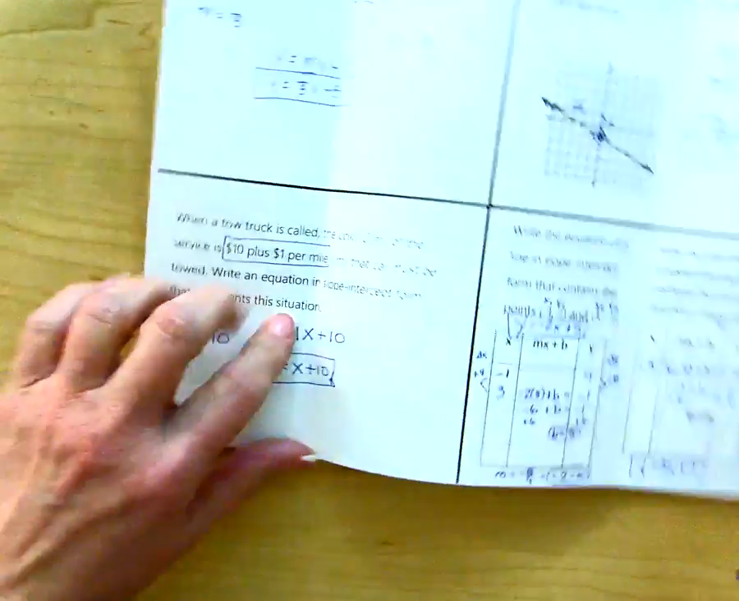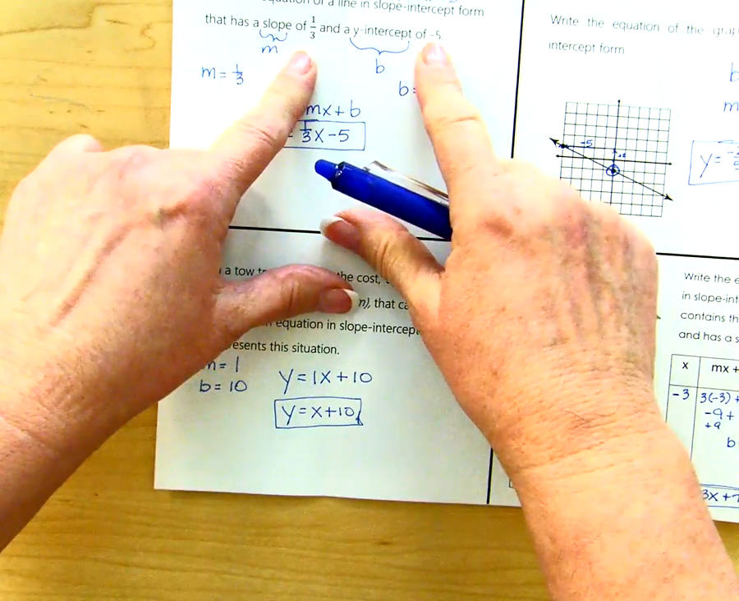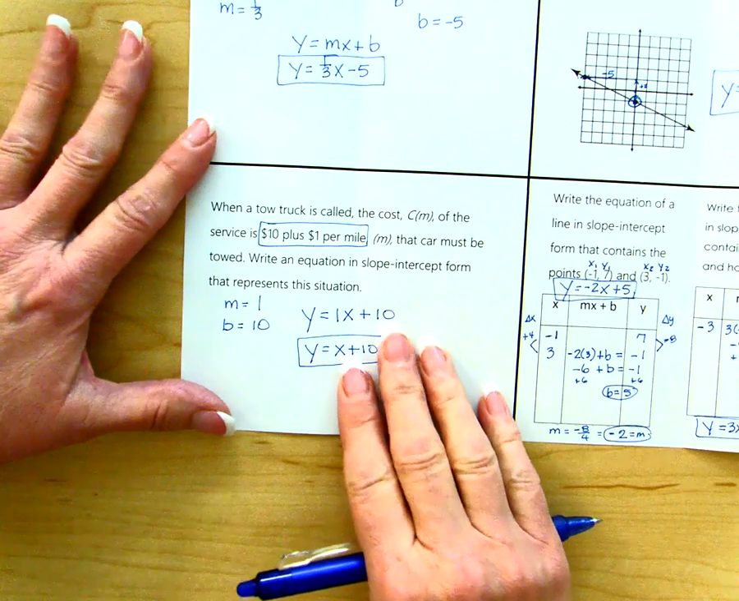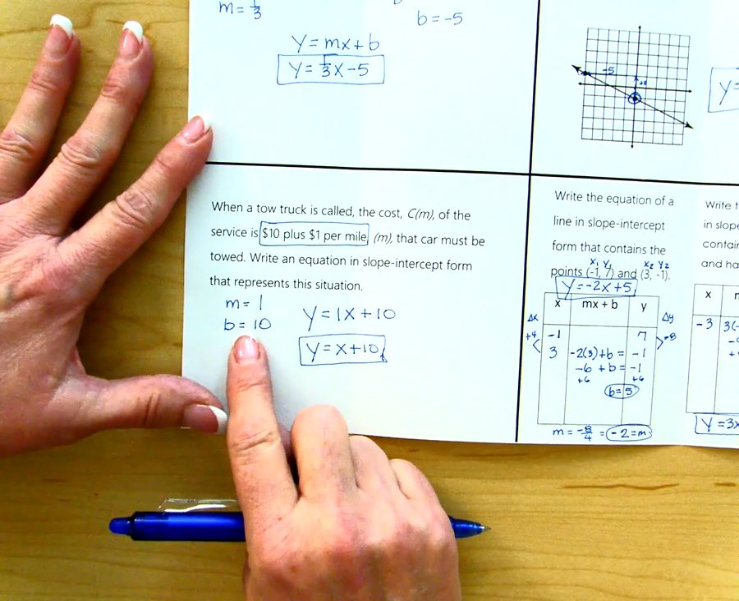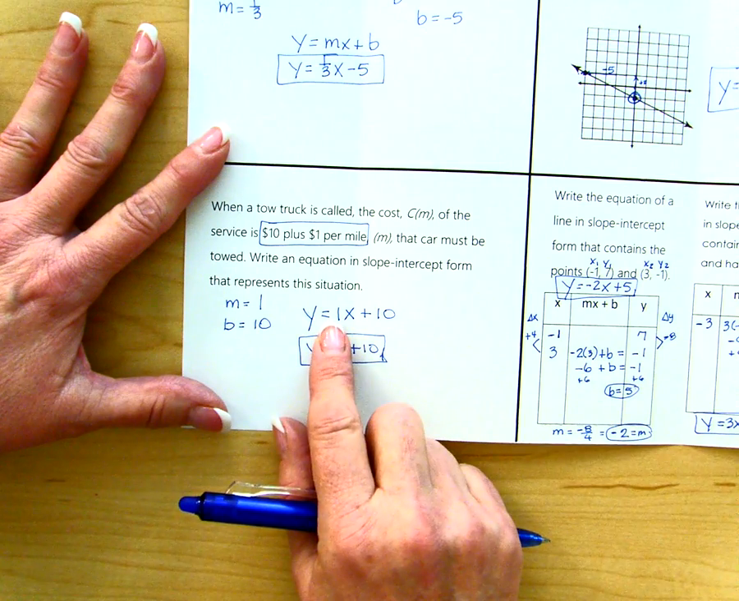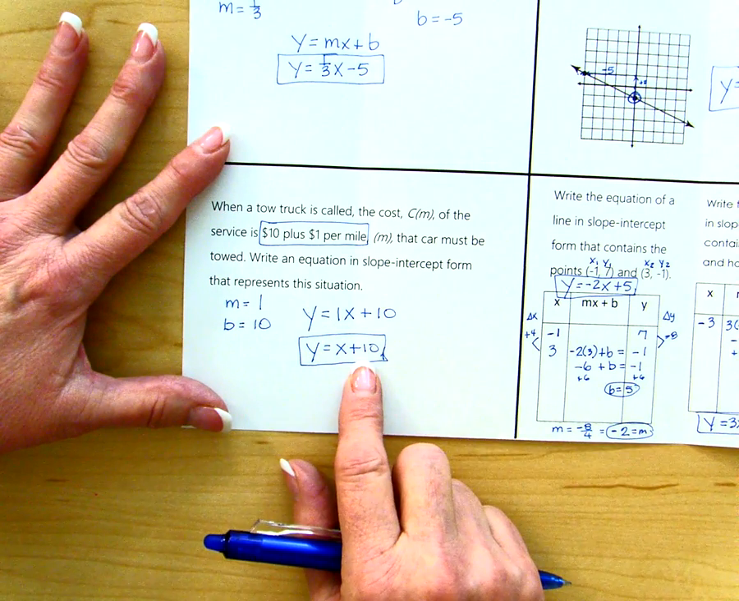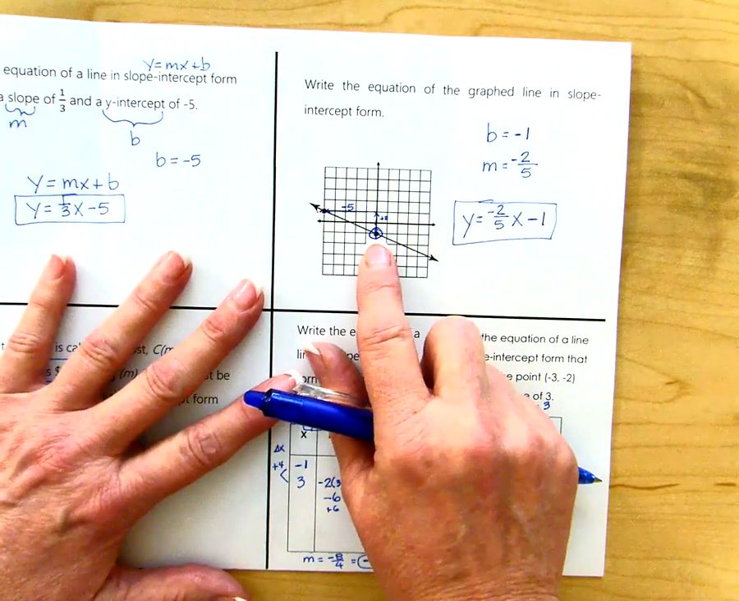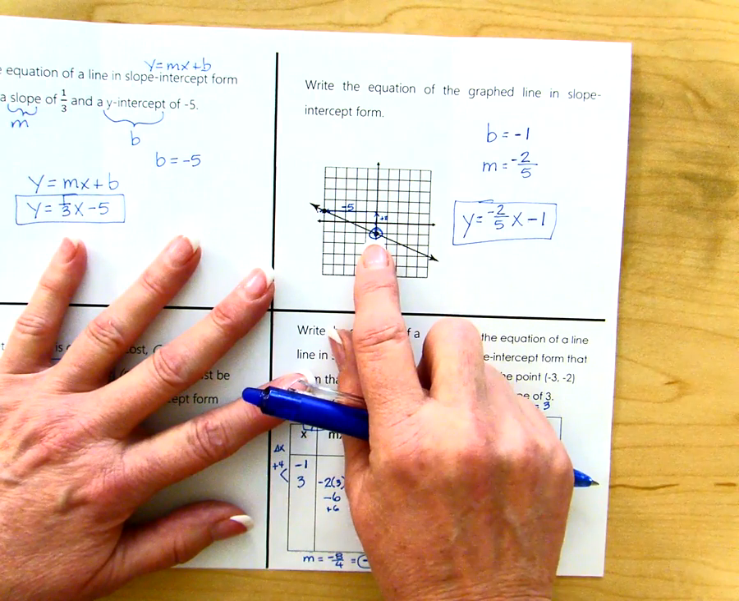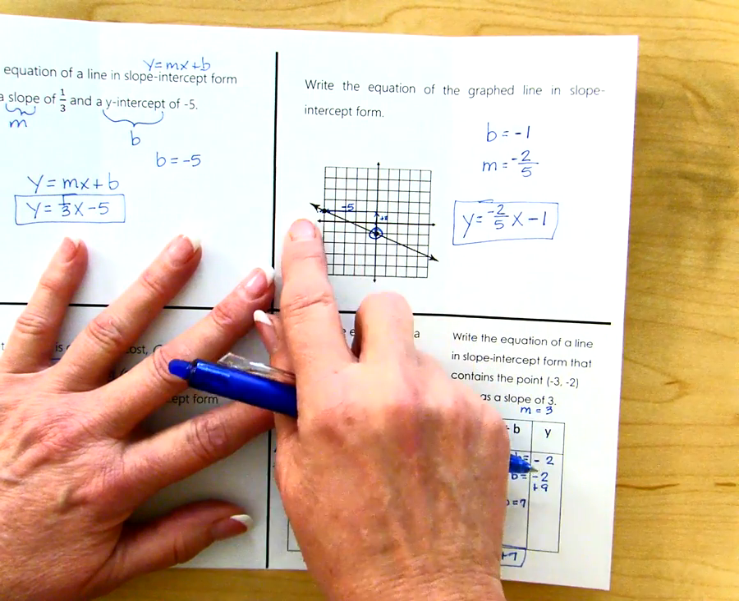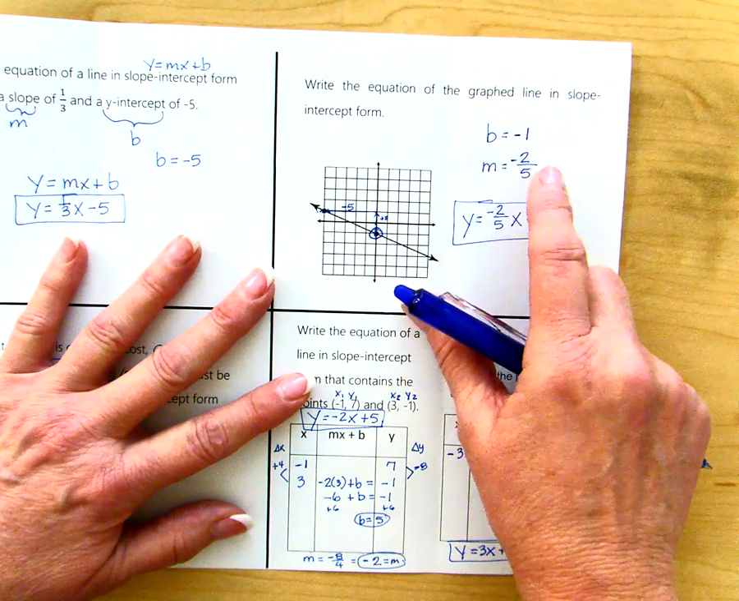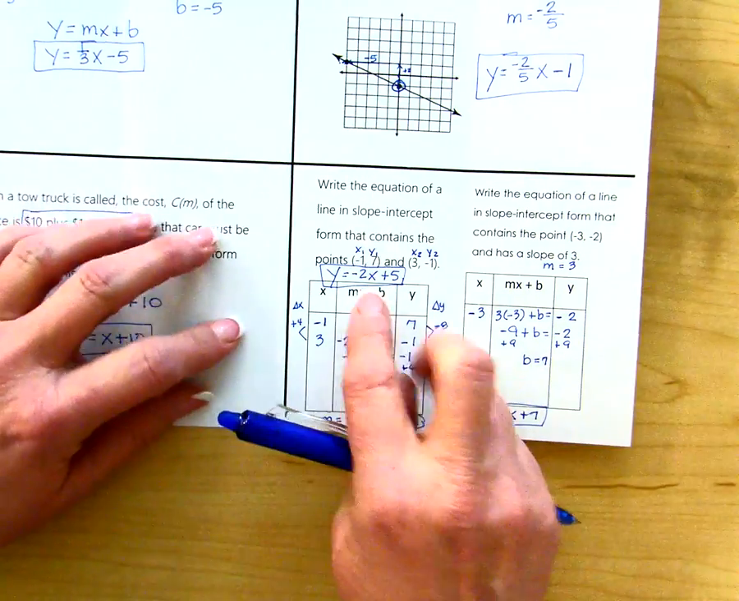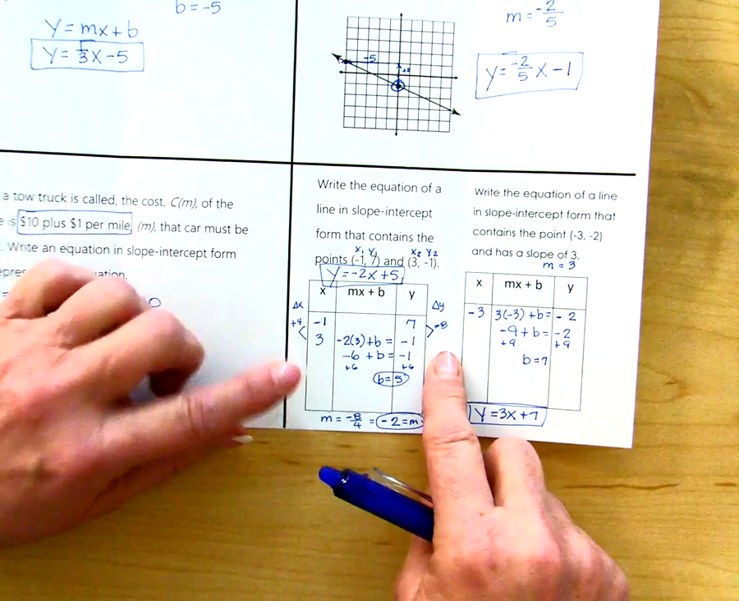So to recap, if they give you the slope and the y-intercept, simply substitute the values into the formula and you have your equation. When you are given a word problem, find your rate of change, find your initial amount, substitute those values in for the slope and the y-intercept, and you have your equation. When you are given a graph, look at the graph for where it crosses the y-axis, and that is your y-intercept. Use that point and another point on the line to count out the slope, and then simply substitute those values into the equation.